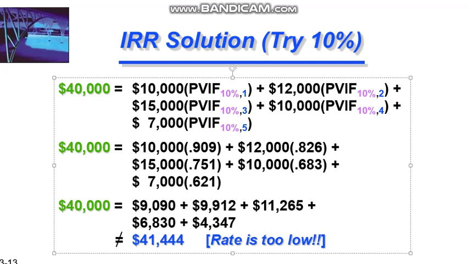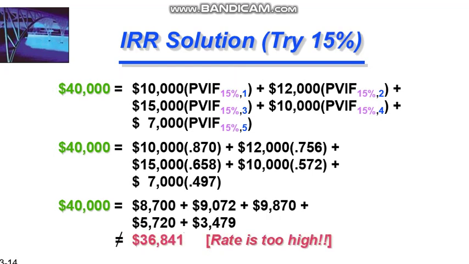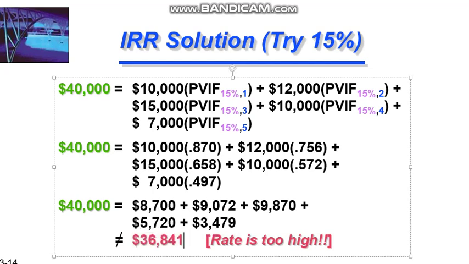So now we will consider it once more, like that having 10%. Right, if we try the 10% in IRR, we get the 41,444. So if we try the 15%, we get the high rate, because now we get a lower amount than before. So what happened, inclusively we have 36,841, that is below the 40,000. Like, now the rate is too high.